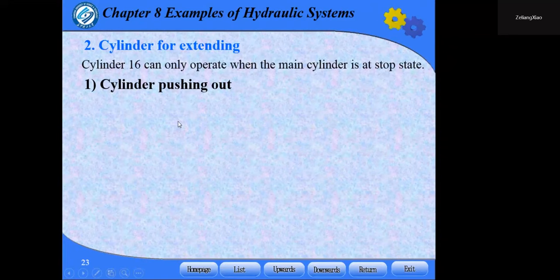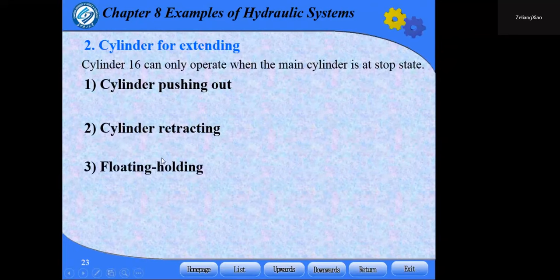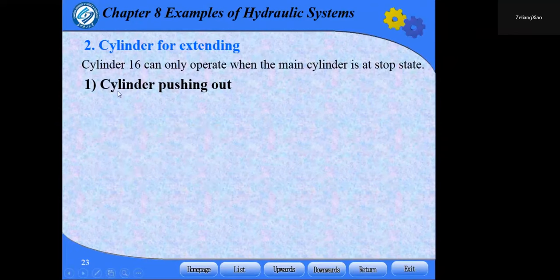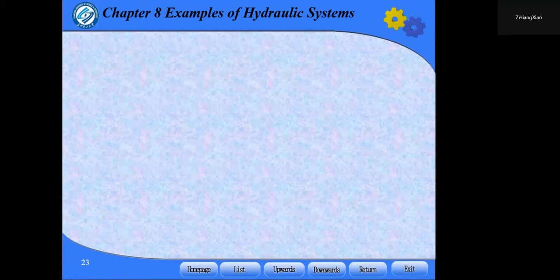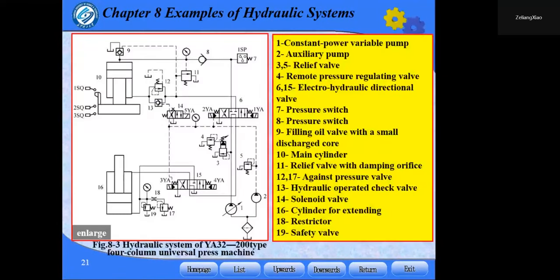It includes the following processes: the cylinder pushing out, the cylinder retracting, and the last one is floating holding. So the cylinder pushes out by pressing the button, which indicates pushing out. 3YA is energized. The pressure oil enters the down port of cylinder 16 through valve 6 and valve 15. The oil in the up port is piped into the reservoir, holding the piston of cylinder 16 to move up.